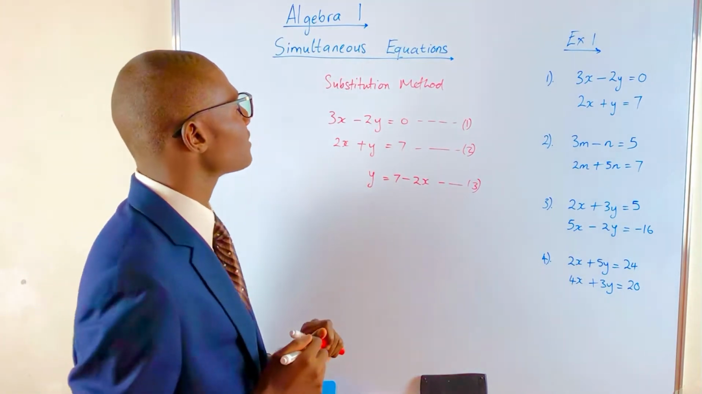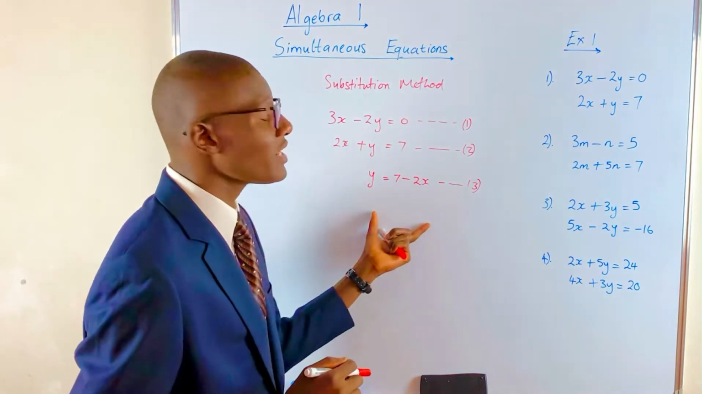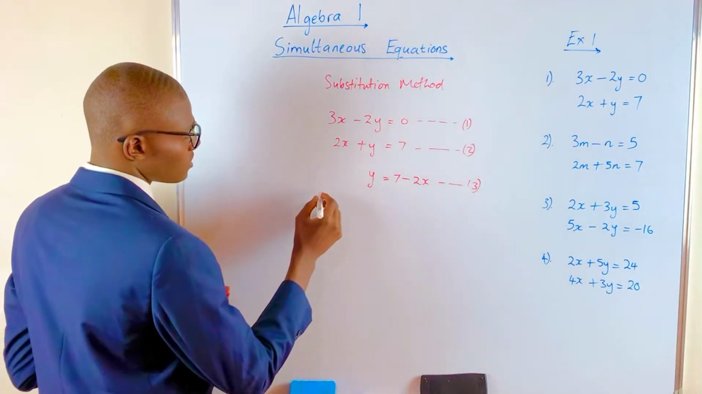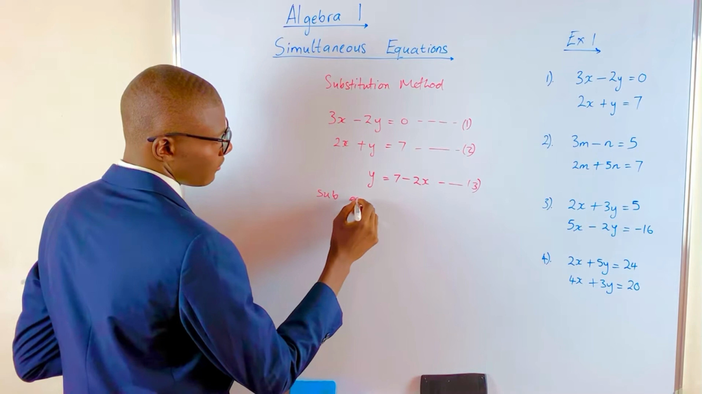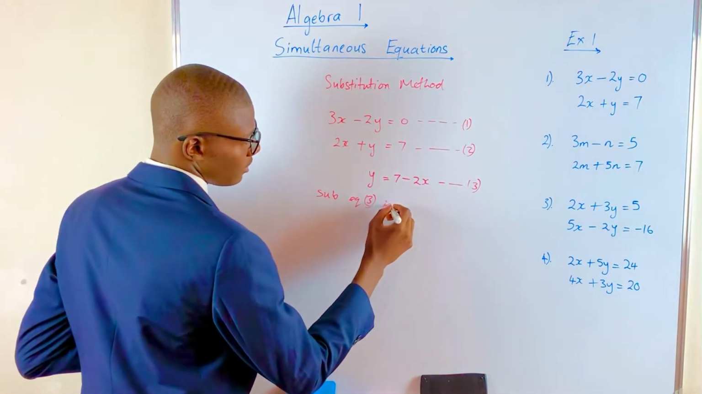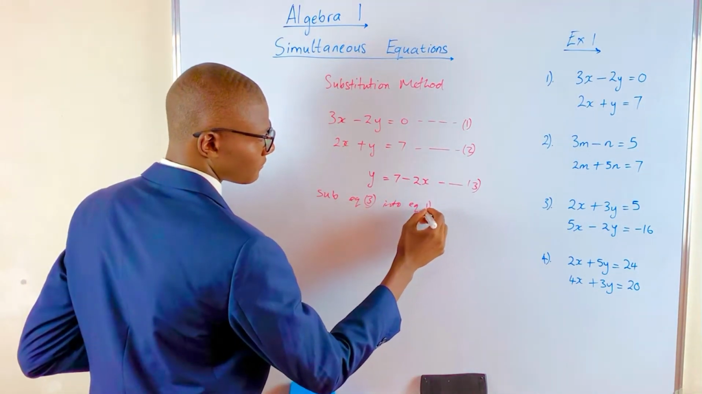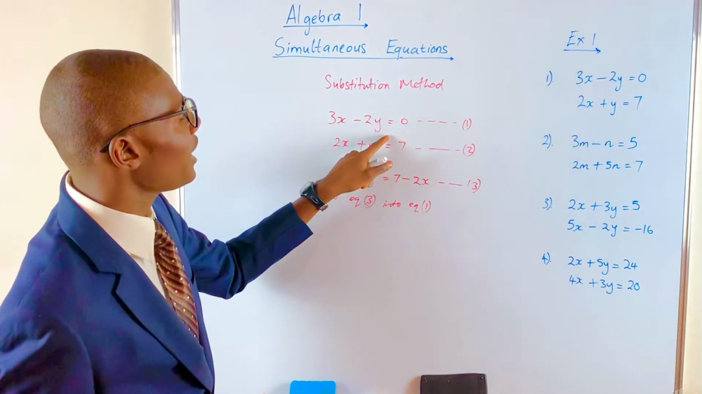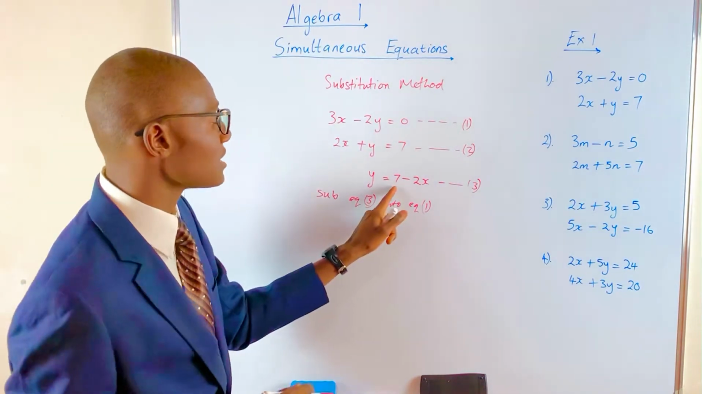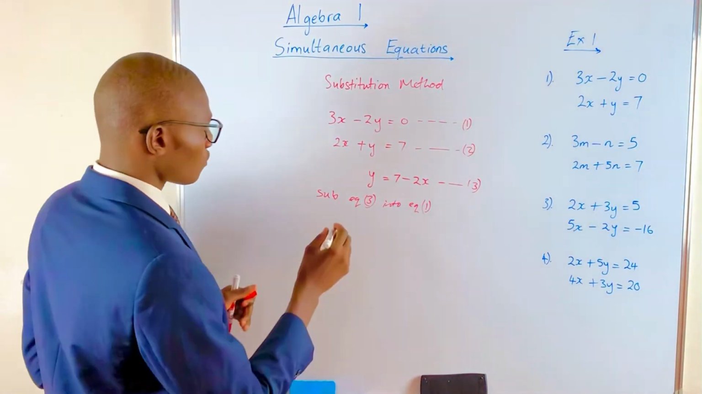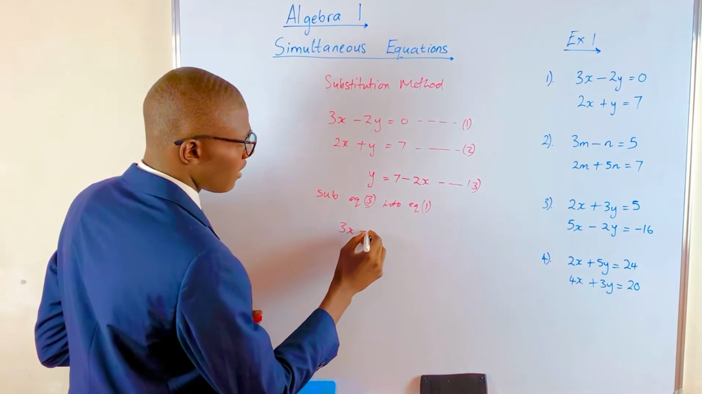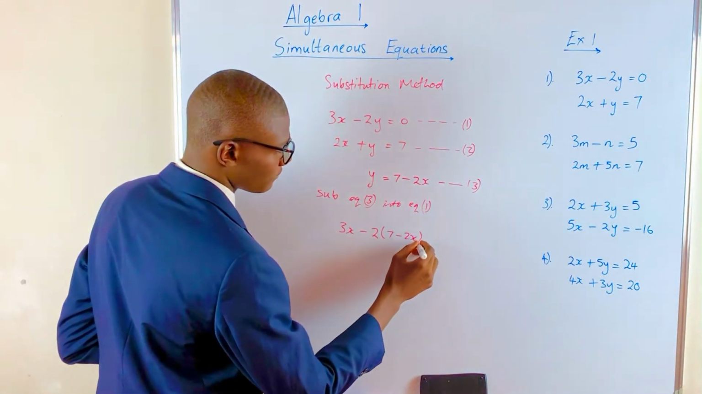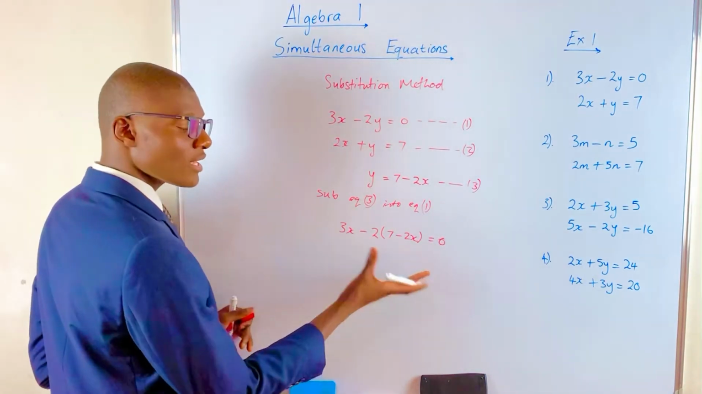Next step after this would be to substitute equation 3 into equation 1. What does this mean? This means that from equation 1, in place of y, we're now putting 7 minus 2x. So we've got 3x minus 2 times (7 minus 2x) is equal to 0. Now we can solve for x.